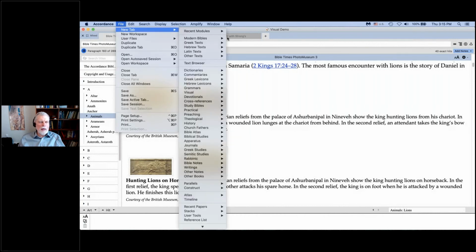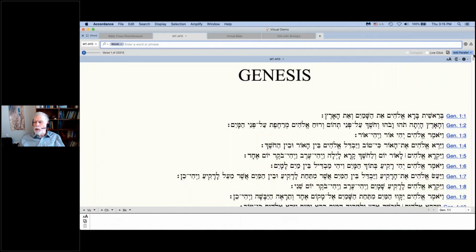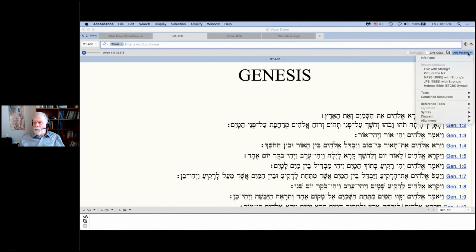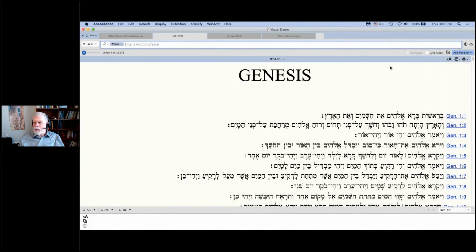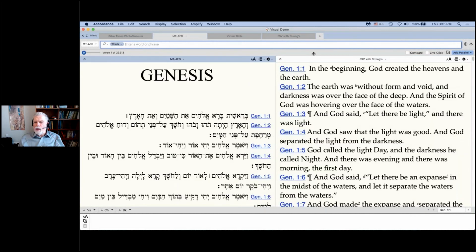Okay, so let's open up. I just think that it's a phenomenal database. Here's the Anderson-Forbes. There it is in Hebrew. I warned you it was in Hebrew, but I've got this control panel in front of me. Just a second, I have to move this control panel. Okay, I'm going to put the ESV in parallel there. So there you are in ESV.